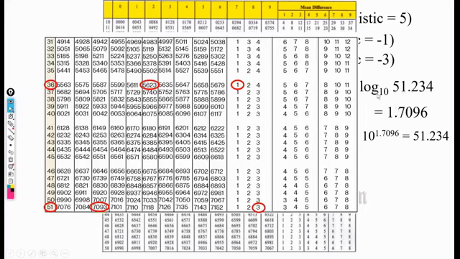So when I say log to the base 10 of 51.234 is this much, what this means is log to the power this much is equal to this. Now I want to find out the log of 365.1.